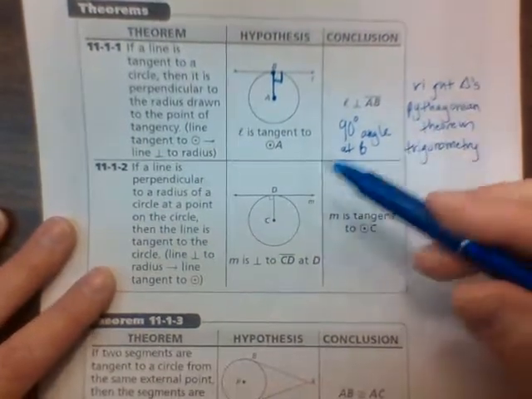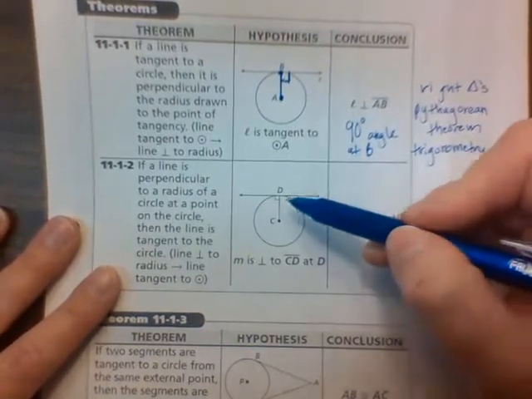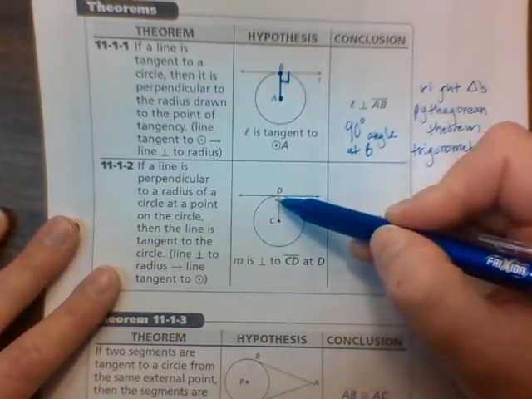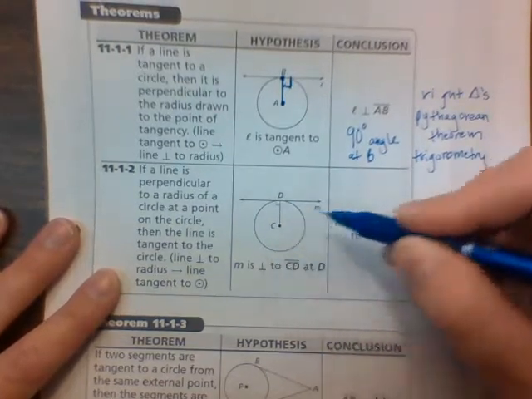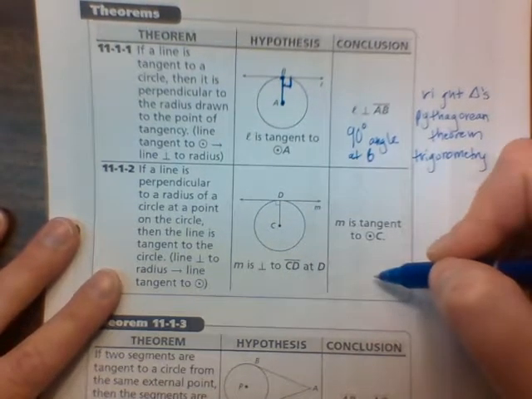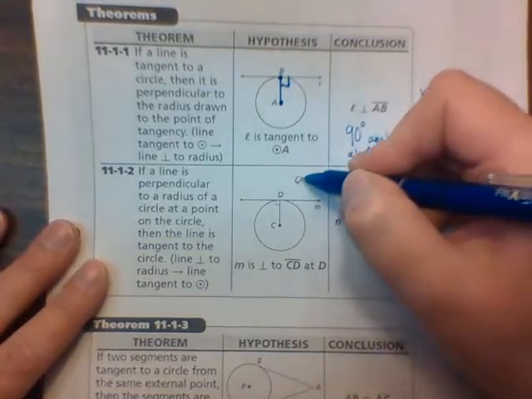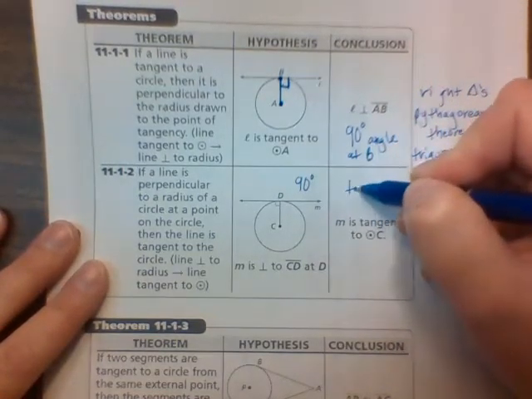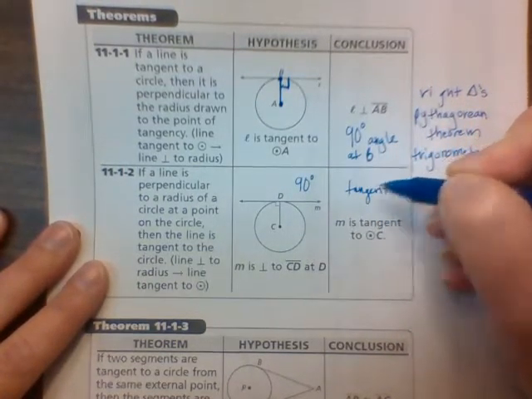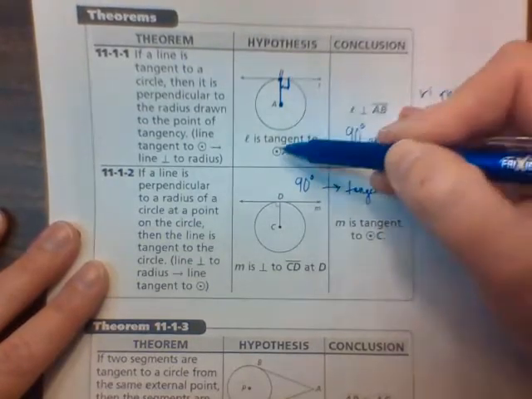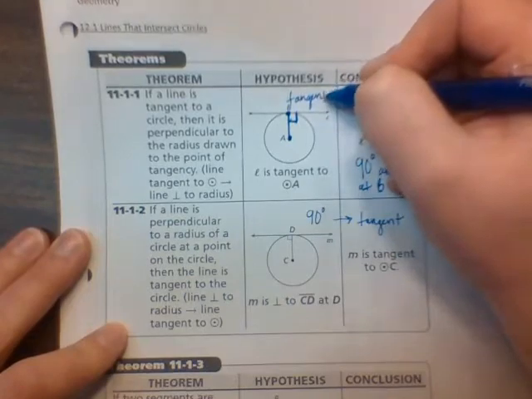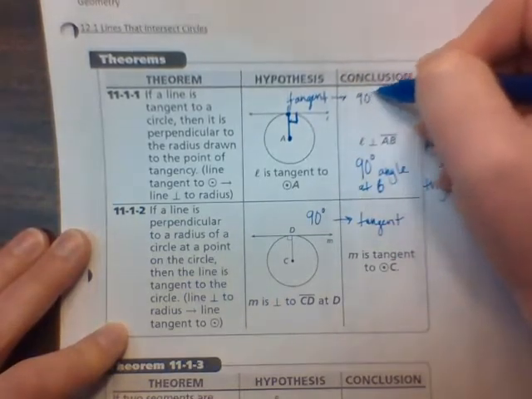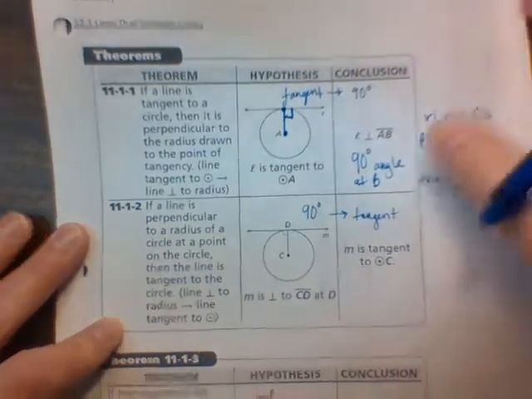Okay, then of course backwards. If you happen to know that this angle right there is 90 degrees, then we know that it is in fact a tangent line. So this one's going from the 90 degrees to the fact that it's tangent, and this one's going from tangent to 90 degrees. So again, those are your converse statements.